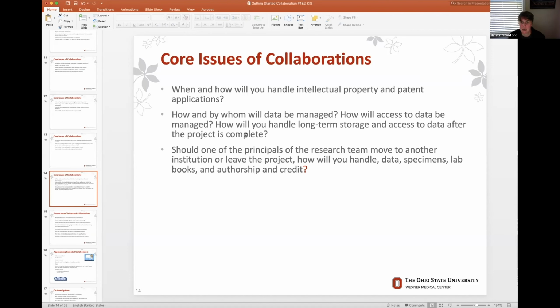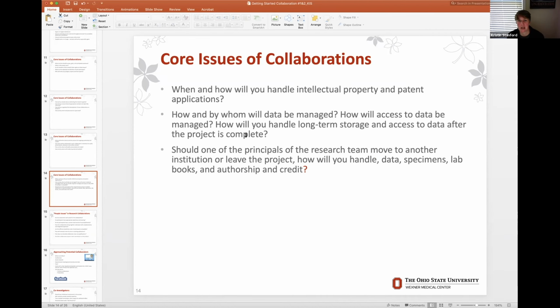If this is IP, who's going to submit it? Who's going to be the lead inventor on it? Did you all, as I mentioned before, contribute equally to this process? Or was it really 70-30, and somebody else deserves credit for the IP, but maybe not to the same extent?